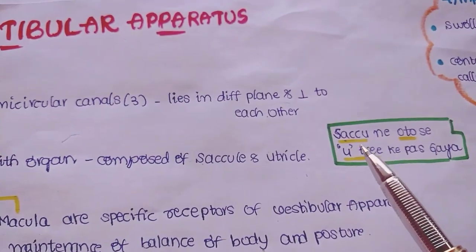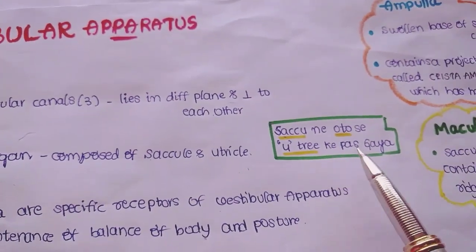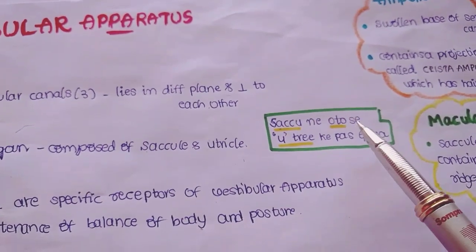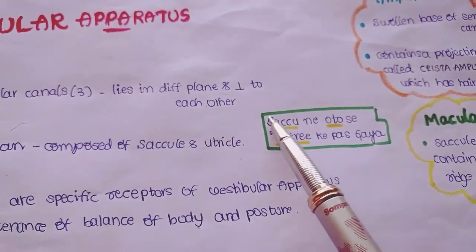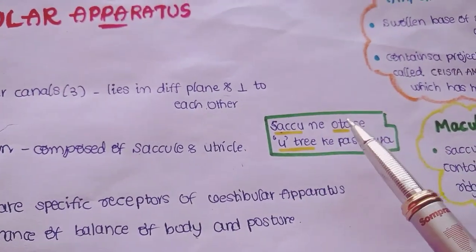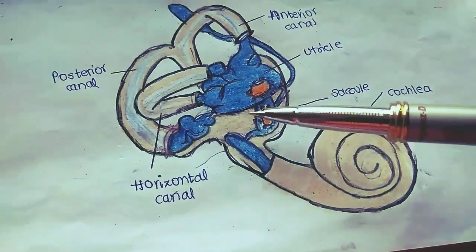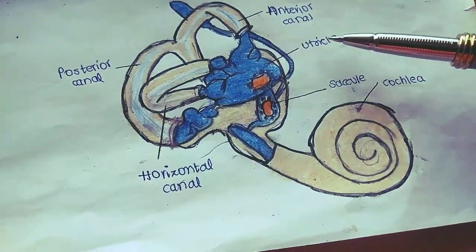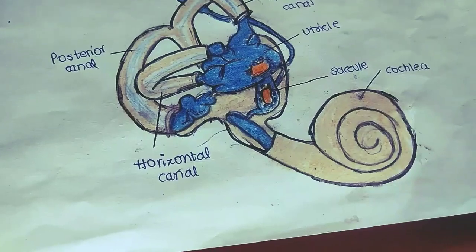The mnemonic here is Sakku ne oto se U-shaped tree ke paas gaya. Sakku is a girl who went to U-shaped tree through Otto, the transport medium. So Sakku stands for saccule and U-tree stands for utricle, and Otto is otolith organ. This is saccule and this is utricle. These two organs, saccule and utricle, together make the otolith organ.